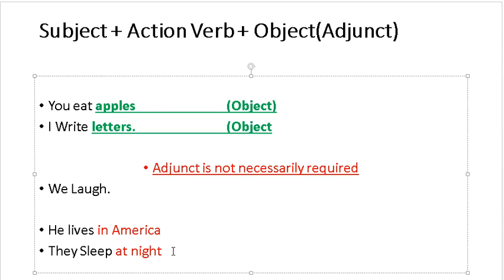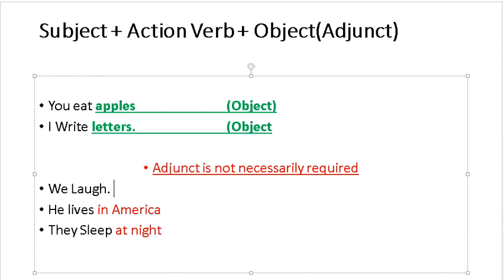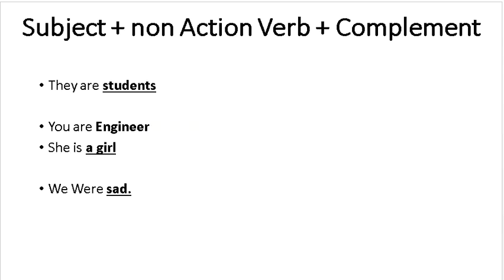So this is extra information which is not necessarily required. For example, we laugh at him. So now this at him is not necessarily required, we laugh at is also complete. So this at him, in America and at night are adjuncts because these are not necessarily required. Now let's talk about the second kind of sentence where something is necessarily required. That is called complement. Like in this sentence, they are students, you are engineers, she's a girl, we were sad.